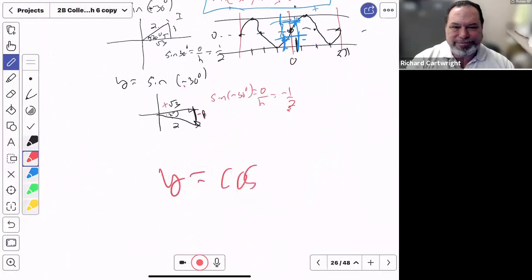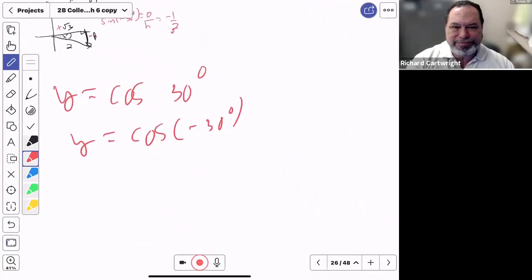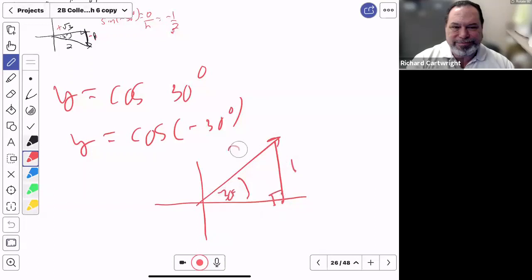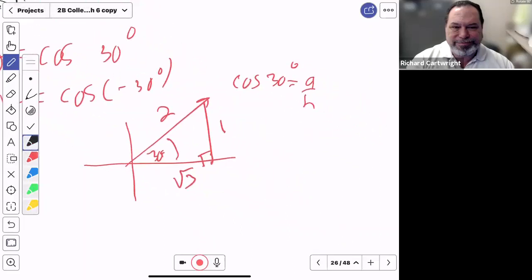y equals cosine of 30 degrees versus y equals cosine of negative 30 degrees. What does a negative do on cosine? Unit circle. Cosine of positive 30 goes up this way, 30 degrees. Drop a leg, right angle. That's still a 1, that's still a 2, that's still a square root of 3. Cosine of 30 degrees is adjacent over hypotenuse. Adjacent is that leg, there's the hypotenuse. Square root of 3 over 2.